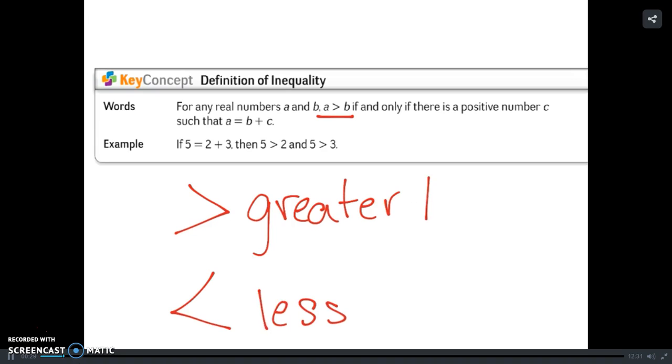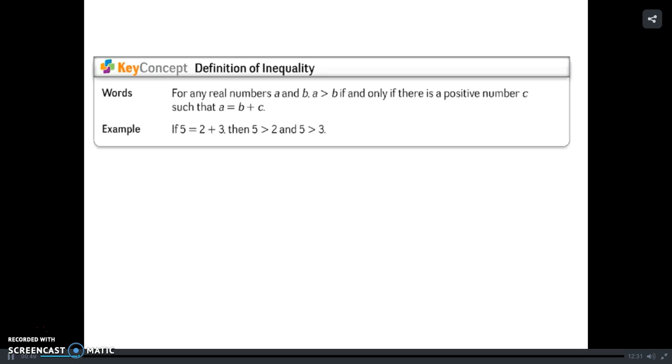and then we can also add a line underneath each of those, and that gives us the equal to portion, right? So greater than or equal to, or less than or equal to. And so that's going to be really important as we go through this. Then, sorry, got rid of our picture for a second.